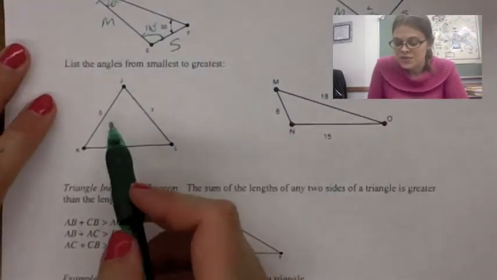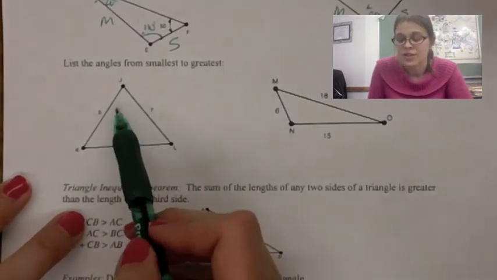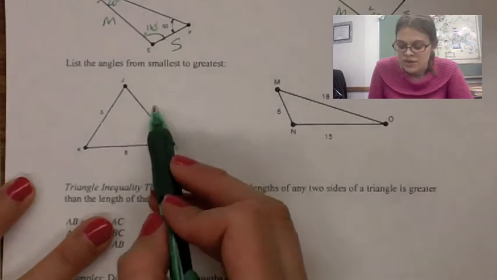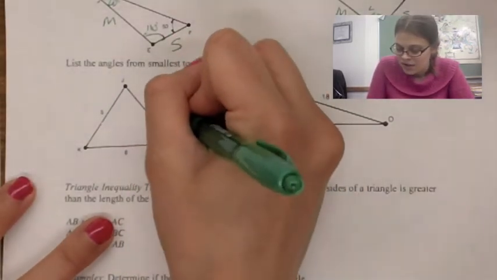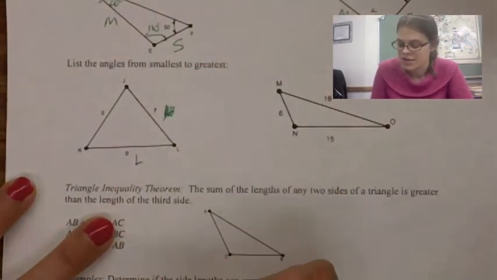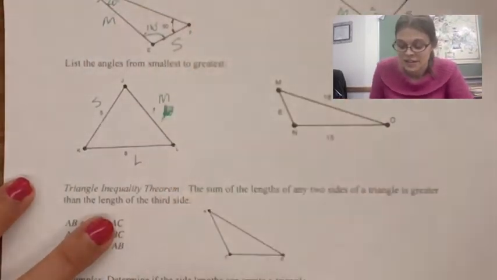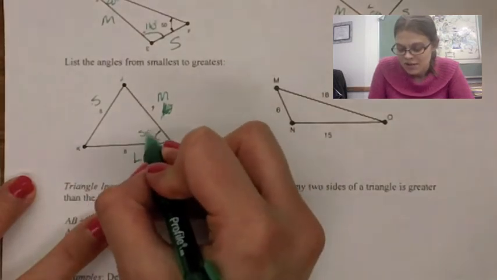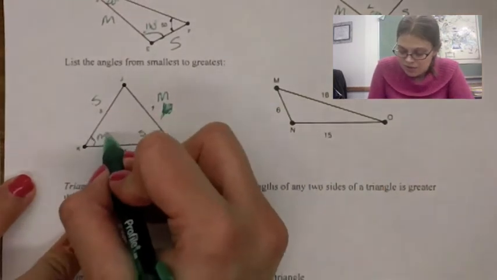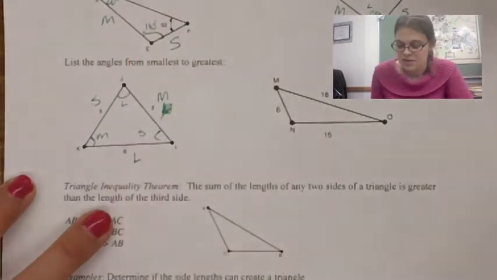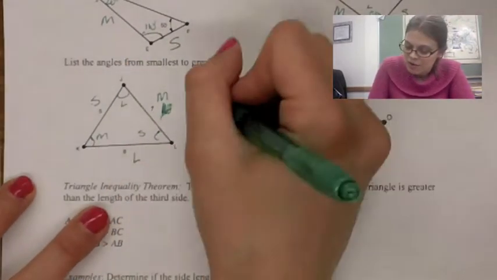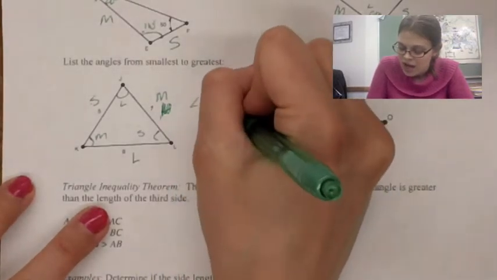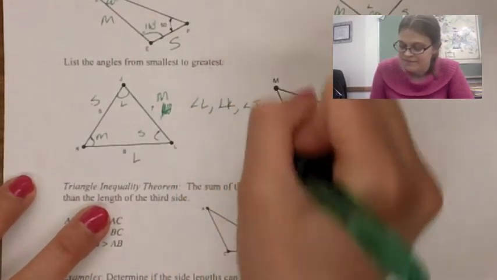Now we can go backwards. So I now have the angles, or sorry, the sides, and I can list the angles from smallest to greatest. Okay. So this is the longest side. Nope, that's not the longest side. 8's the longest, sorry. 5 is the shortest, and 7 is the middle. Okay. So across from the shortest side is the smallest angle. Across from the middle is the middle, and across from the longest is the biggest. Okay? So if I want to label them, it goes angle L from smallest to greatest, angle L, then angle K, then angle J.